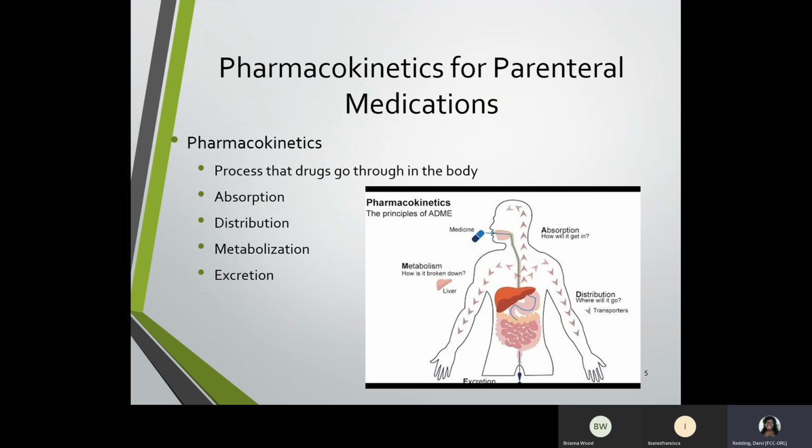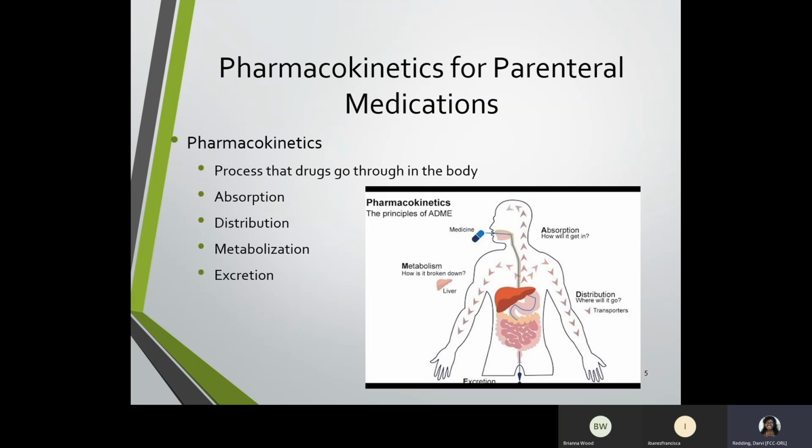So one thing to pay attention to when it comes to the medications that are being given to patients is understanding the pharmacokinetics. So what is pharmacokinetics? Pharmacokinetics is the process that the drug goes through in the body. And there are 4 processes of pharmacokinetics that parenteral medications go through. Those processes are absorption, distribution, metabolism, and excretion.